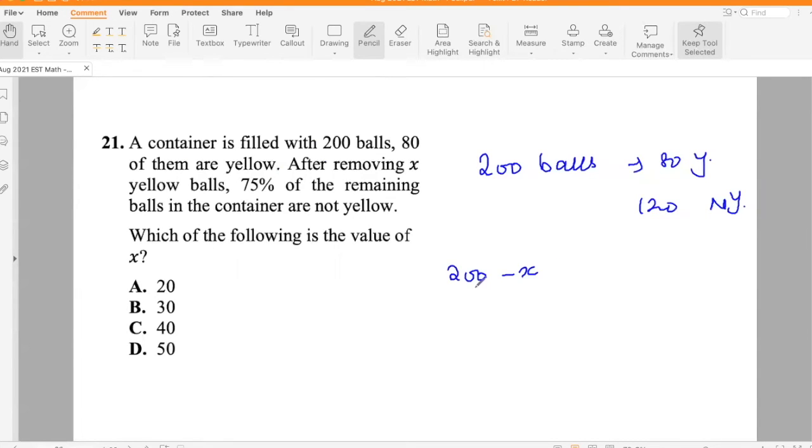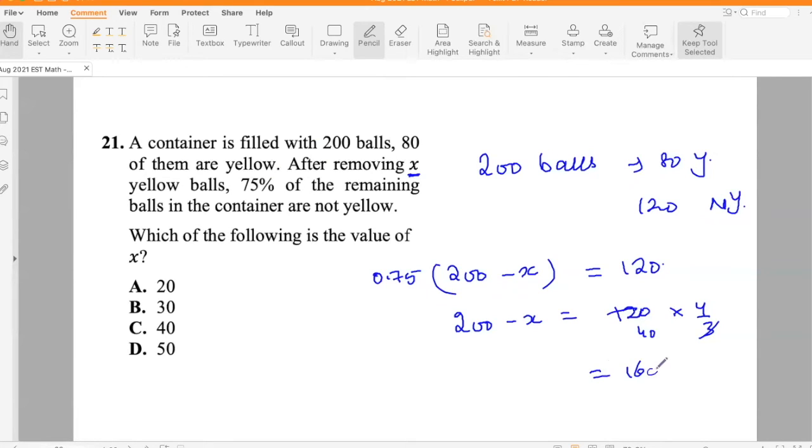And 75% of this are non-yellow. Okay, so 75% of this are non-yellow. So non-yellow will still be 120, right? Because you have removed X balls only. So 200 minus X is 120 times 4 by 3. So this is 40. So 160. So X is 40. So you have removed 40 yellow balls.